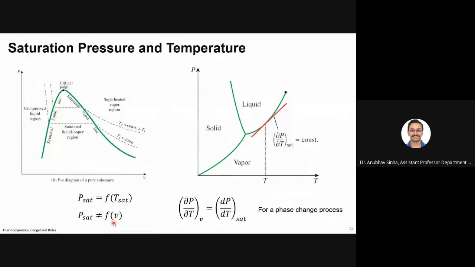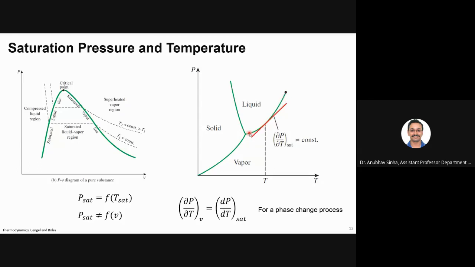Since we have seen that P is a function of T only and not of V, I can write del P by del T as dP by dT. Just be careful: this is specifically for the phase change process, when we are talking about a phase change curve like this.